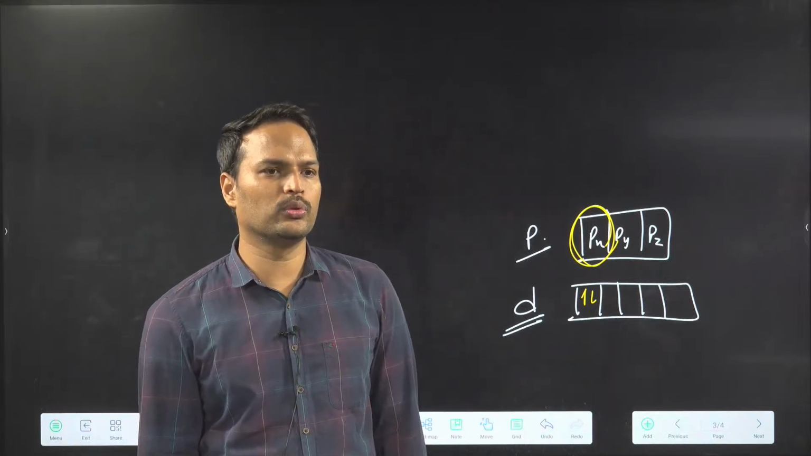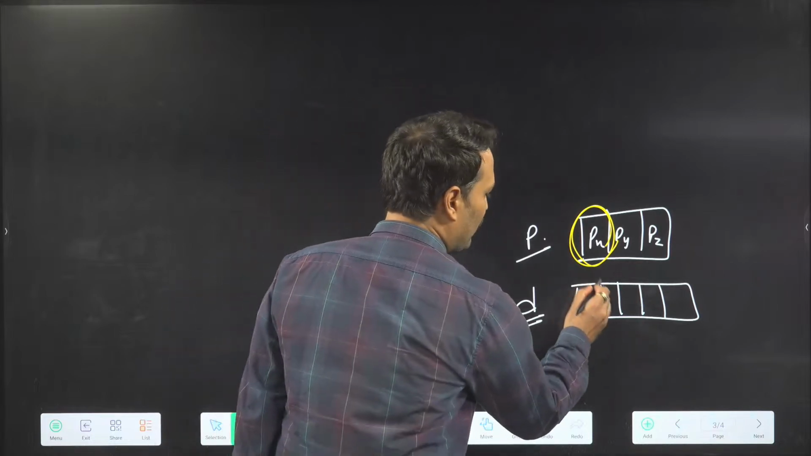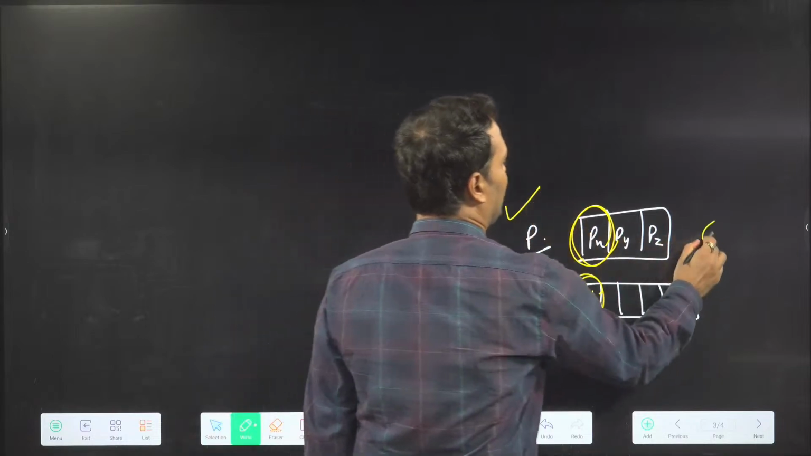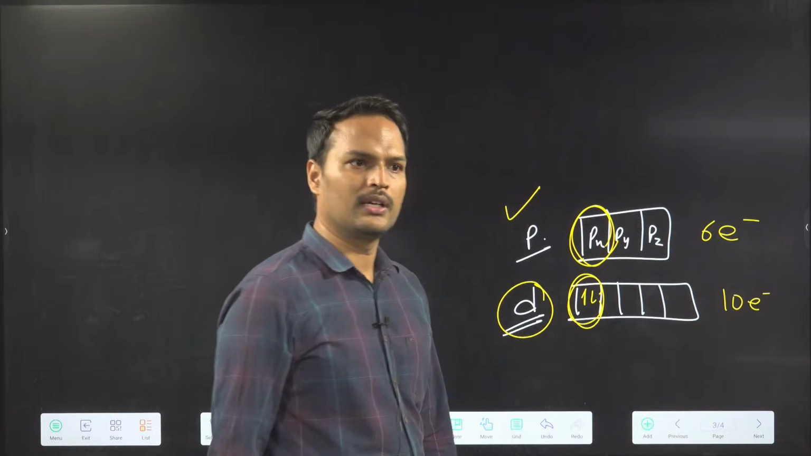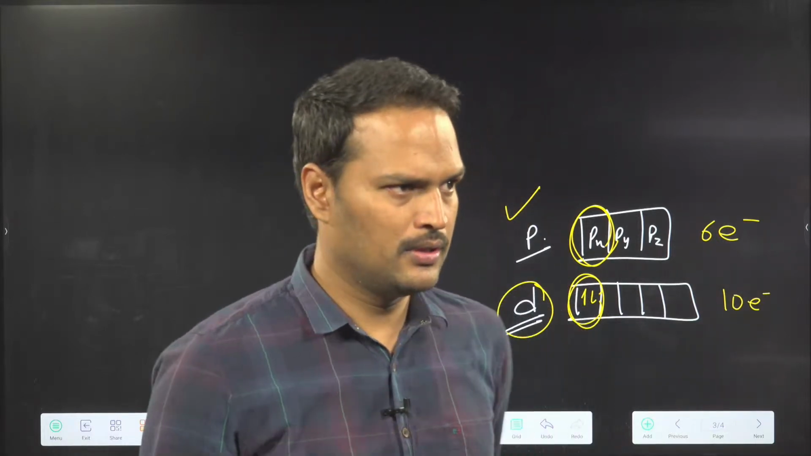So everyone is writing 2. Correct. ठीक है ना? One orbital means this. How many electrons are there? 2. So in p subshell, how many electrons? 6 electrons. D subshell, how many electrons? 10 electrons. Clear, na? Are you getting this point?